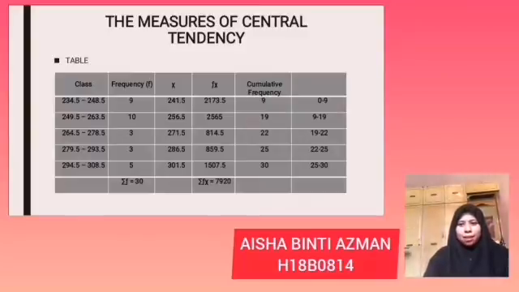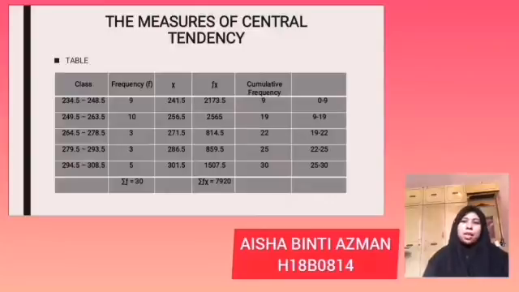To find x, the midpoint, we add the minimum number of the class row with the maximum number of the class row, and then we divide by 2. For example, the first class row: the minimum number is 234.5, and then we add the maximum number of the first class row, which is 248.5, and then we divide by 2, and the answer is 241.5. That is the answer for the midpoint of the first class.